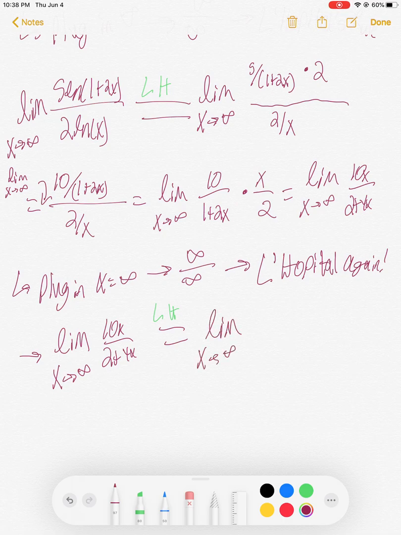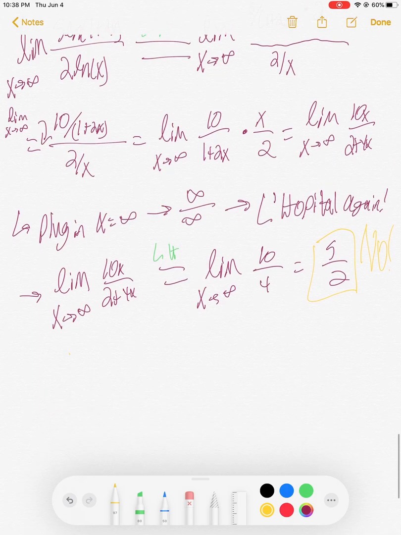And we have the limit as x approaches infinity of 10x over 2 plus 4x equals, via L'Hopital, let me see, that's just going to be the limit as x approaches infinity of 10 over 4, and that is just 5/2. So our answer is 5/2, right?